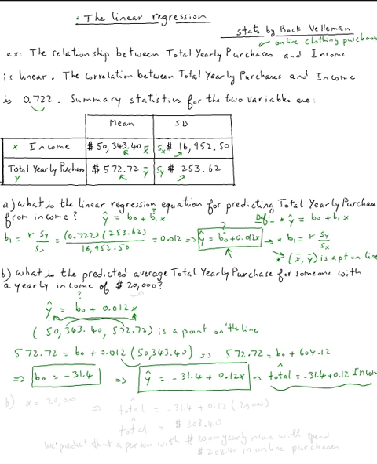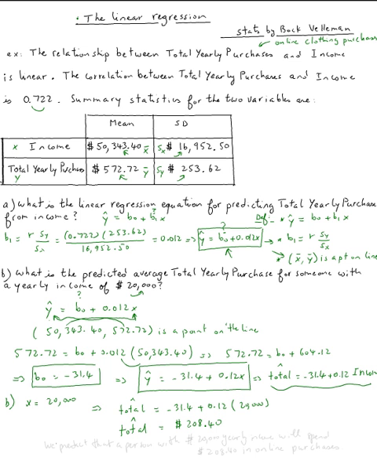Now for question B, it's pretty easy. They give you x and ask you to find y hat. They give us x equal to 20,000, so all we need to do is plug it in. Total, which just looks better than y hat, is equal to negative 31.4 plus 0.012 times my income of 20,000. Use your calculator, and you're supposed to get $208.40.